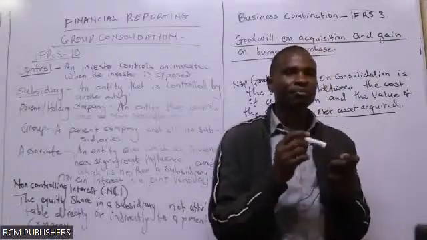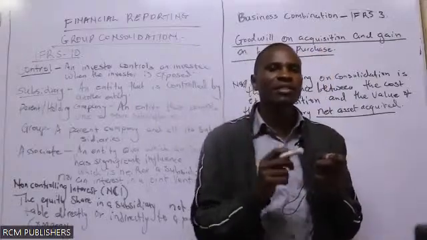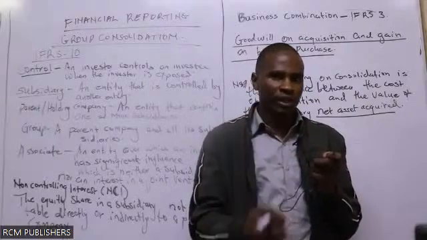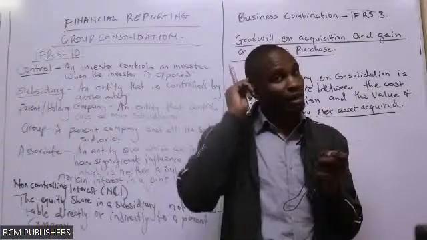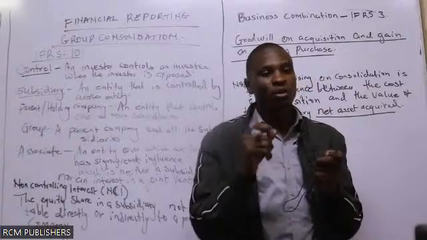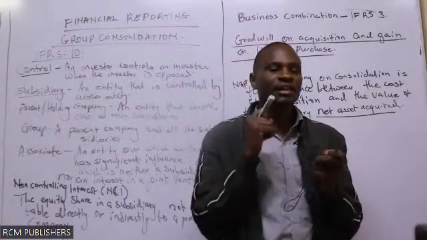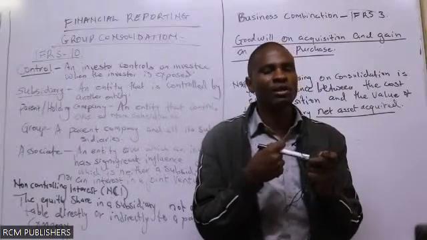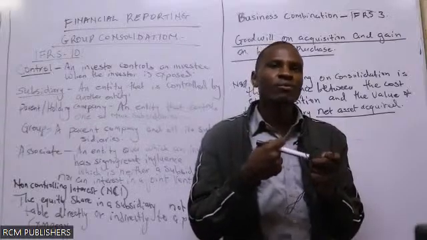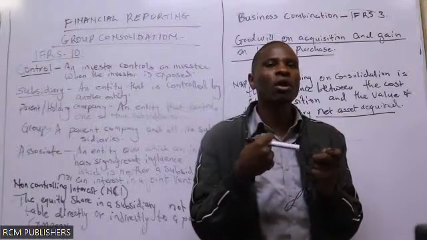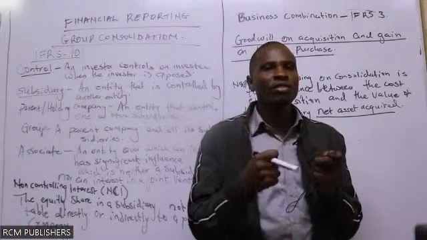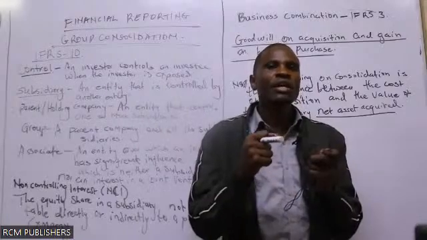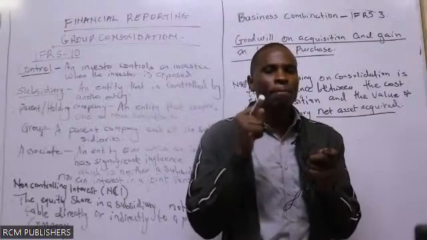What are we saying? We are saying that we have two methods of computation of goodwill. Goodwill is a great element here. That's why you can see me concentrating on it. You need to understand how we compute goodwill. One method is the full goodwill method. The other method is the partial goodwill method.